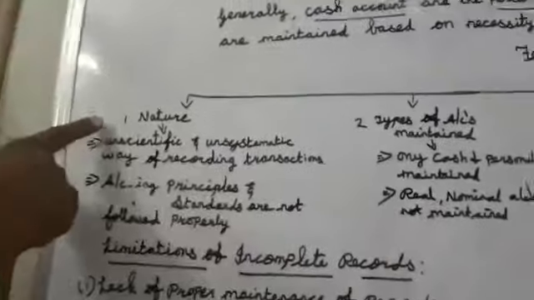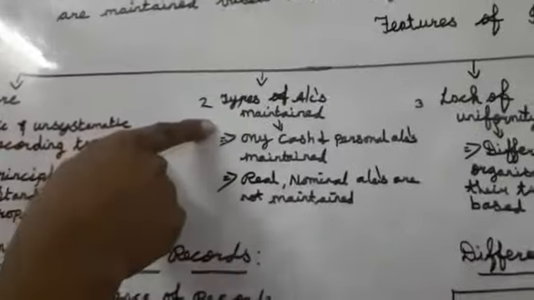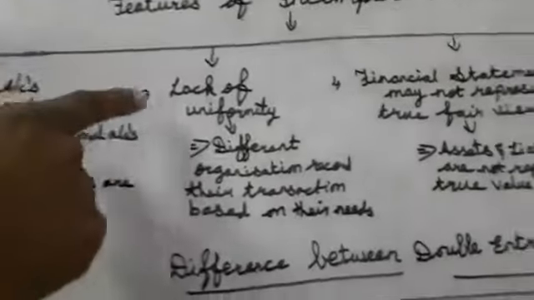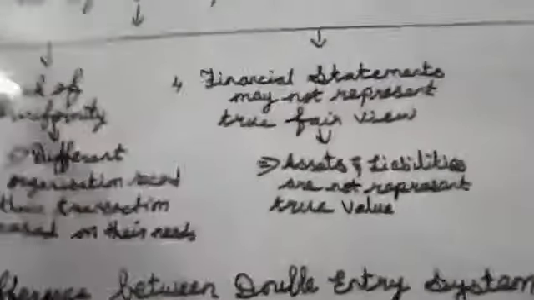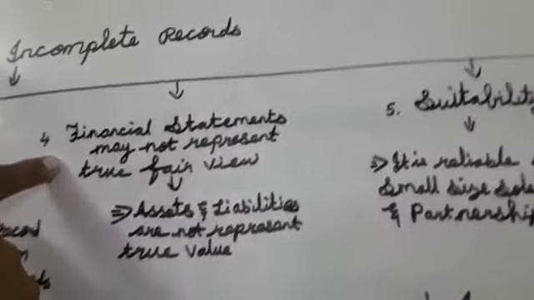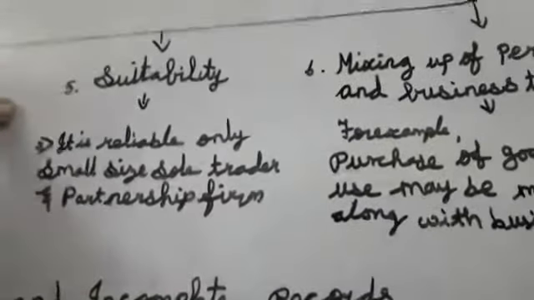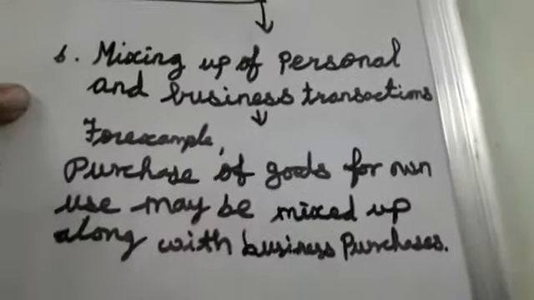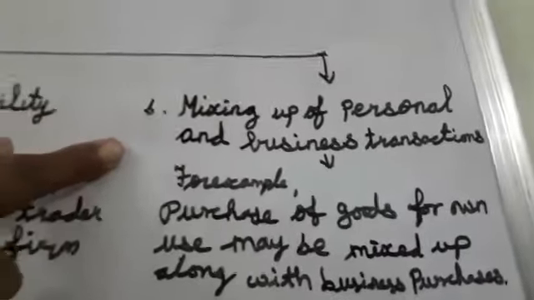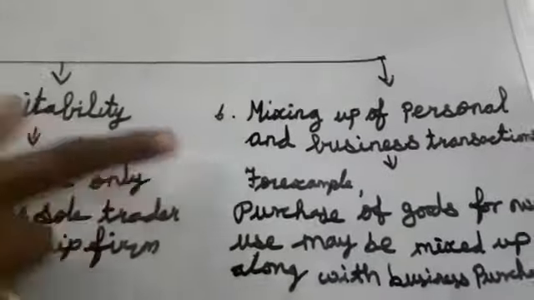First one, nature. Second one, types of accounts maintained. Third one, lack of uniformity. Fourth one, financial statements may not represent a true and fair view. Fifth one, suitability. Sixth one, mixing up of personal and business transactions. Now shall we see them one by one.